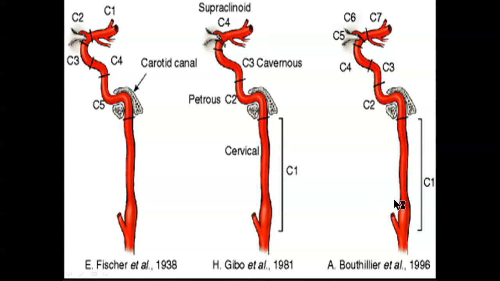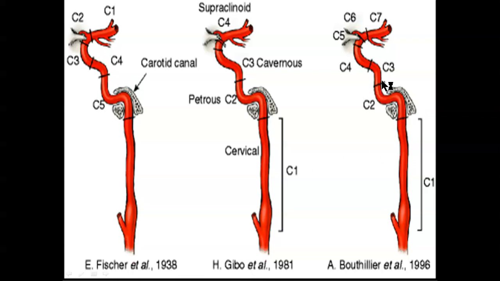Now let's go to the Bouthillier classification, the most recent one. What he did, he kept C1 cervical and the petrous segment of the internal carotid artery to remain the same. So there were no modifications in the C1 and the C2 part. So C1 cervical segment and the C2 petrous segment remain the same in both these classifications.